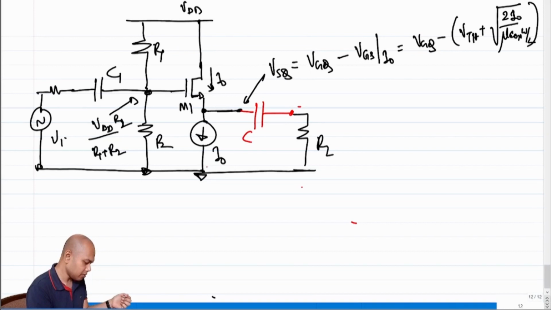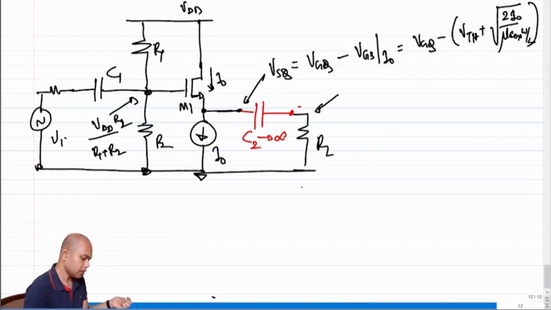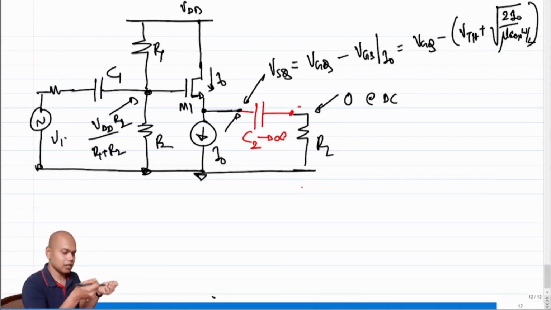Let me call this C2, with C2 tending to infinity, right? So under DC condition, what is the current through C2? Under DC condition, the current through C2 is 0. At DC condition, what is the voltage at this node? It is 0 at DC. What is the voltage at this node? It is VSQ. So what is the voltage across the capacitor at DC? It is exactly equal to VSQ, which was supposed to be the battery voltage, right?